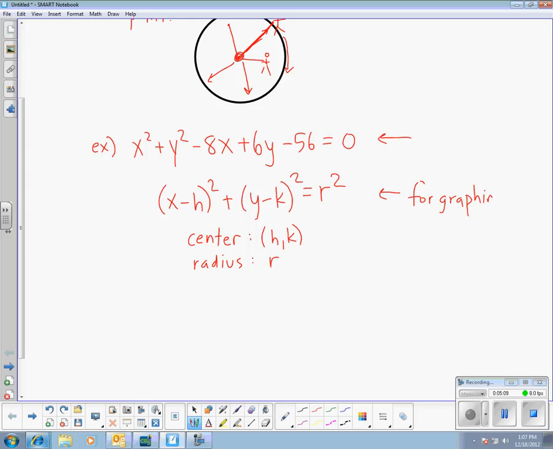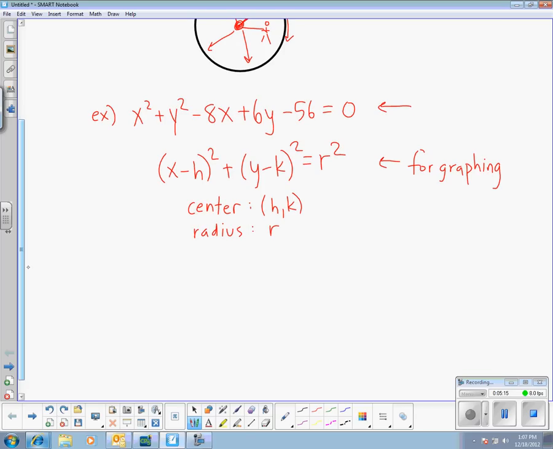If a circle is based on two things, a center and a radius, making it look like this is going to help me find that center and that radius really quickly. So the first step in graphing this circle is to group my x's together.